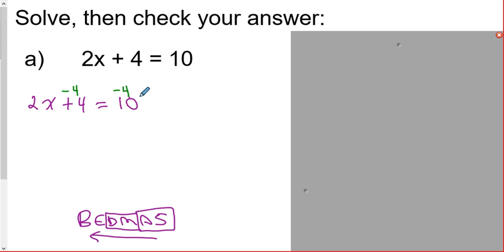I'm going to subtract 4 from both sides. I can do that because both sides are equal. And they would still be equal if I do the same thing to both sides. Okay, so I've subtracted 4 from both sides. So all I'll be left with on the left side is 2x. On the right side, 10 minus 4, that's 6.